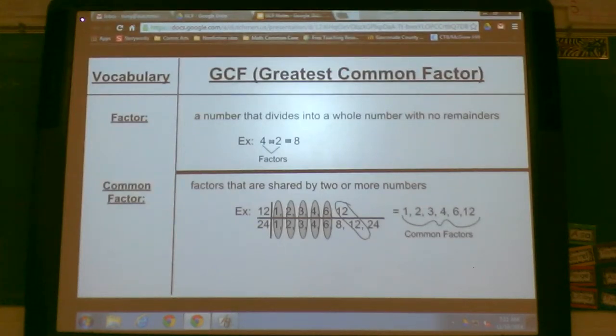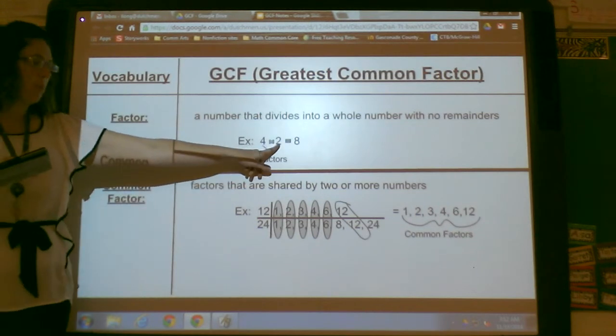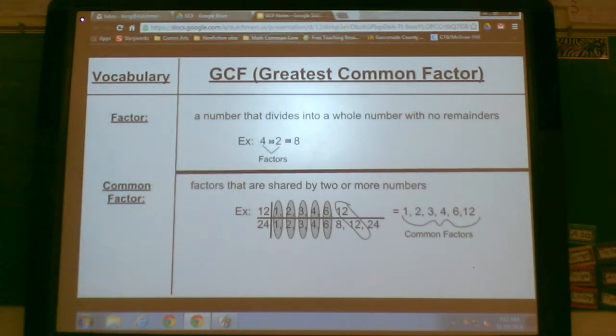Today we are going to talk about greatest common factor, or GCF. Before we get into that, there's a couple vocab words that we need to talk about. The first one is factor. A factor is the number that divides into a whole number with no remainders. Okay, so it's the numbers that multiply to get another number.